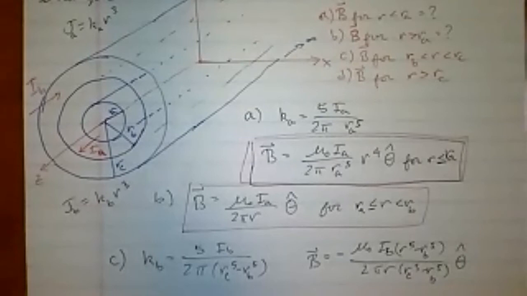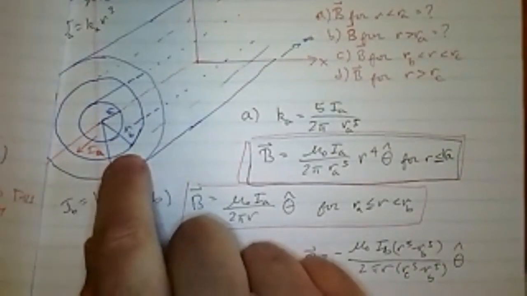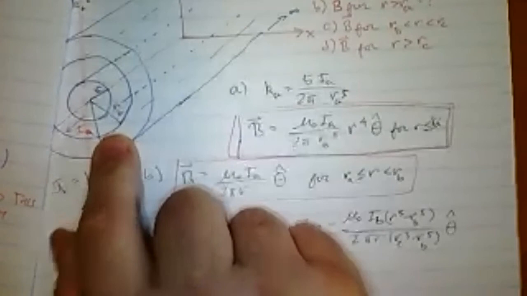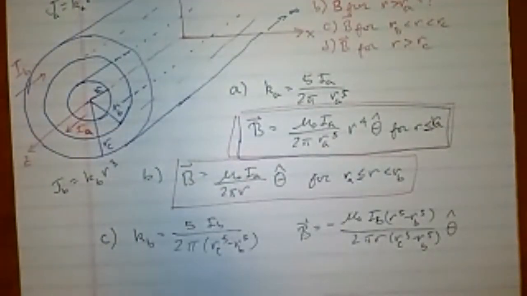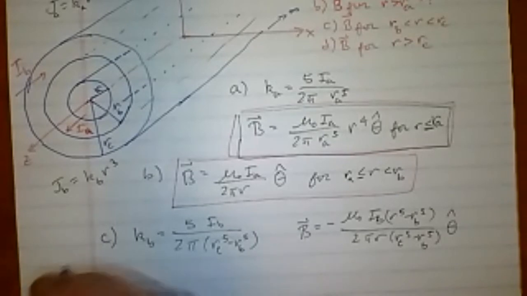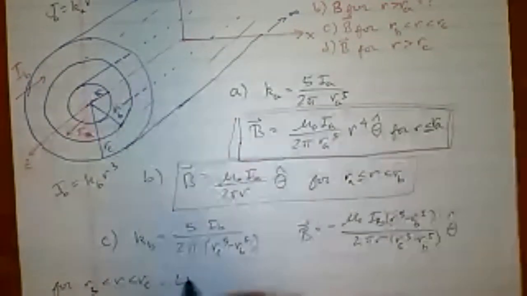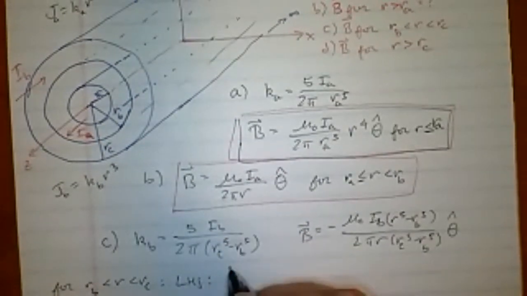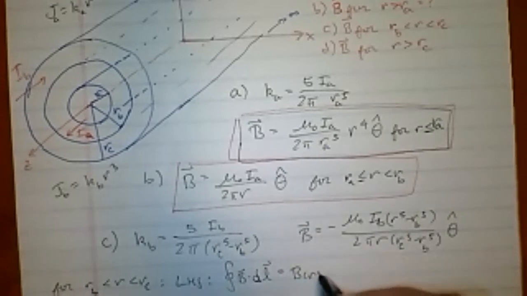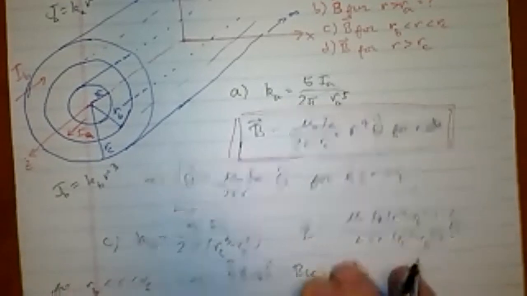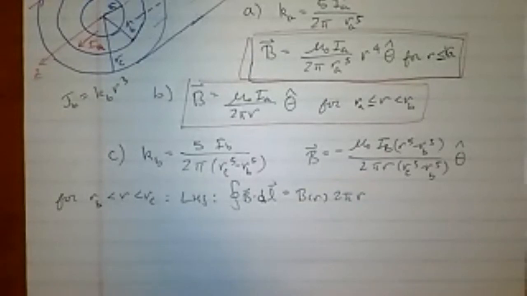That was what we found before, but remember we found that as if the only current inside was the current due to this outer ring. We can't do that anymore. So we've actually got to take into account that other one. So in this case, for RB less than R less than RC, the left-hand side of Ampere's law, closed integral B dot dl, is just equal to B of R times 2 pi R. That's what it's always going to be, right? We just did the same old stuff we always do.